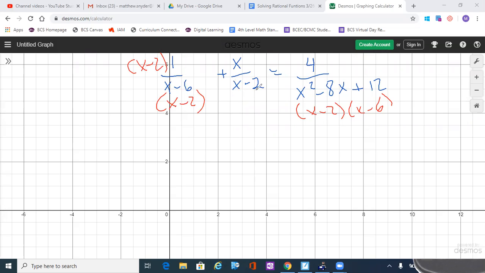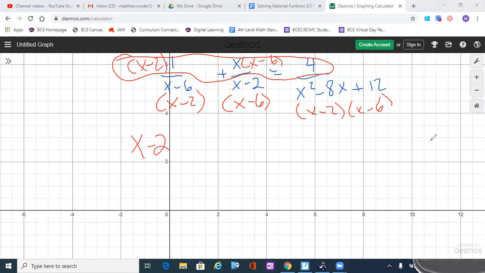And the same happens for this side. I'm going to say, okay, well, this has got an x minus 2. It needs an x minus 6. The other two have x minus 6s. So I'm going to write x minus 6. And what happens at the bottom, you got to do to the top. Now that the bottom is all x minus 2s and x minus 6s, I can work only with the numerator. So I'm going to write this down: x minus 2 times 1, which is just x minus 2, plus x times x minus 6, equals 4.